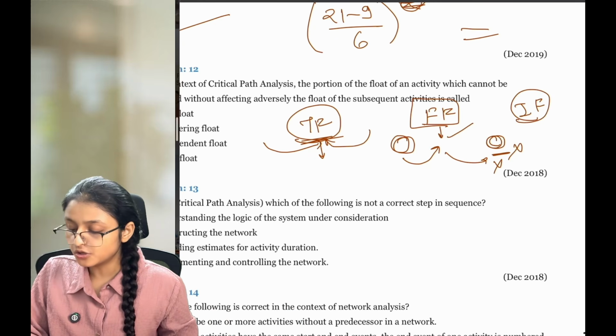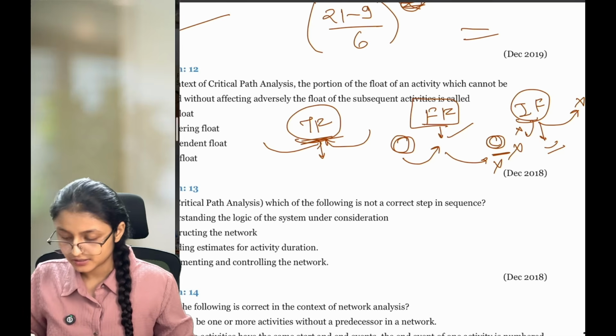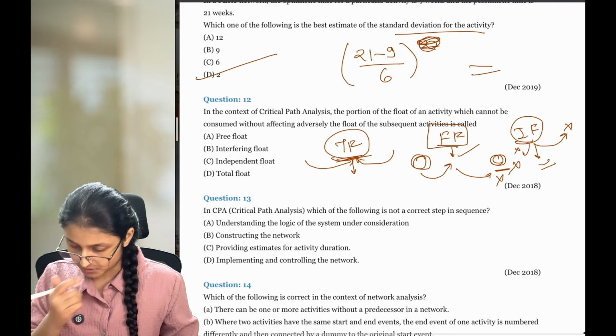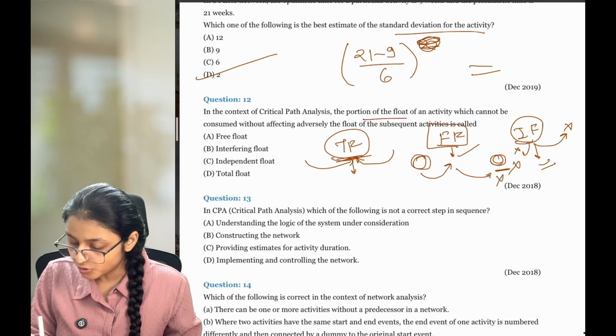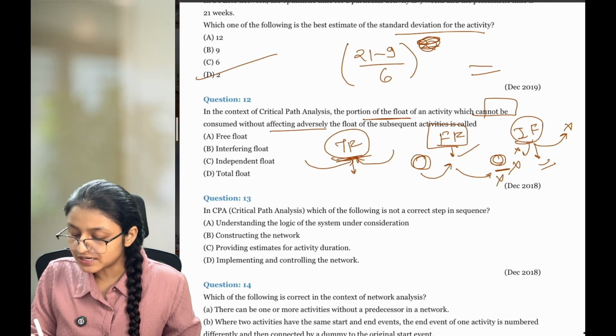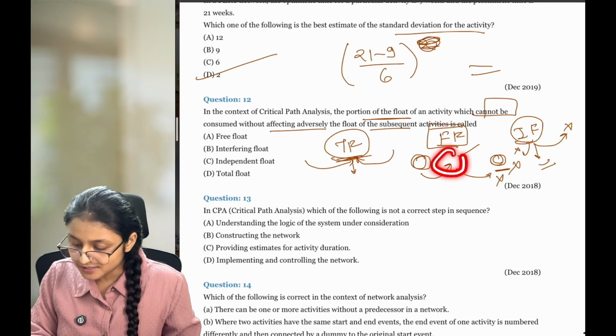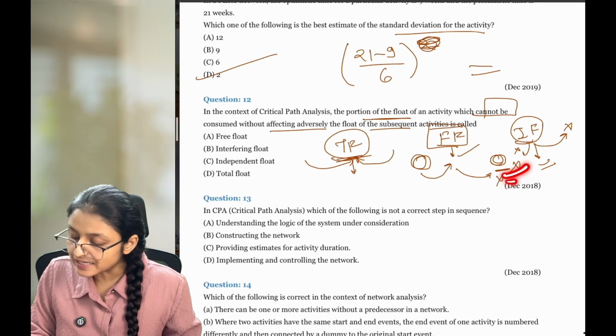In independent float, you do not take the succeeding or preceding activities' extra time. You only take the extra time which is available with you. Okay? That is what independent float is all about. Now what the question wants: the portion of the float of an activity which cannot be consumed without affecting adversely the float of the subsequent activity. So you're calculating the float, but you are impacting the succeeding activity.